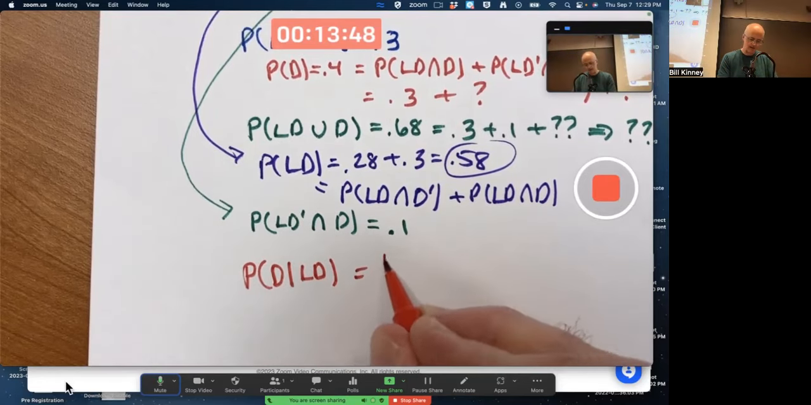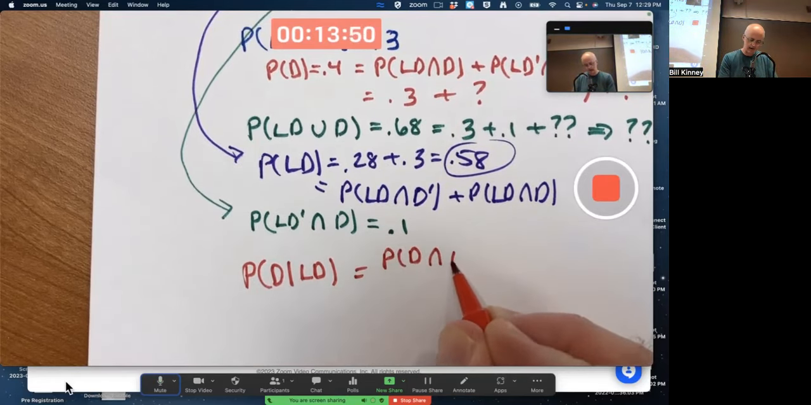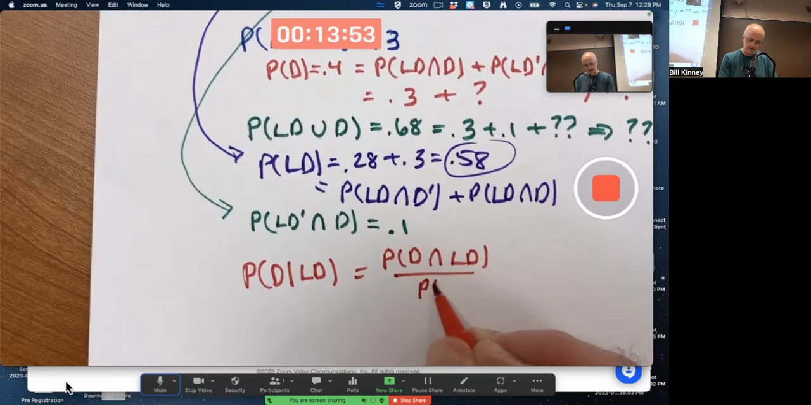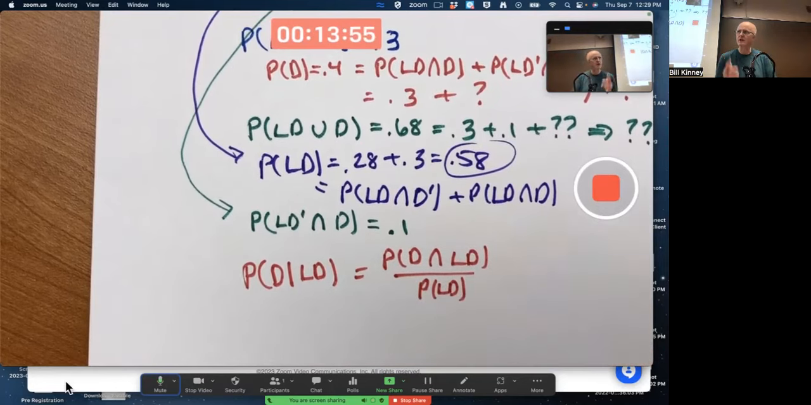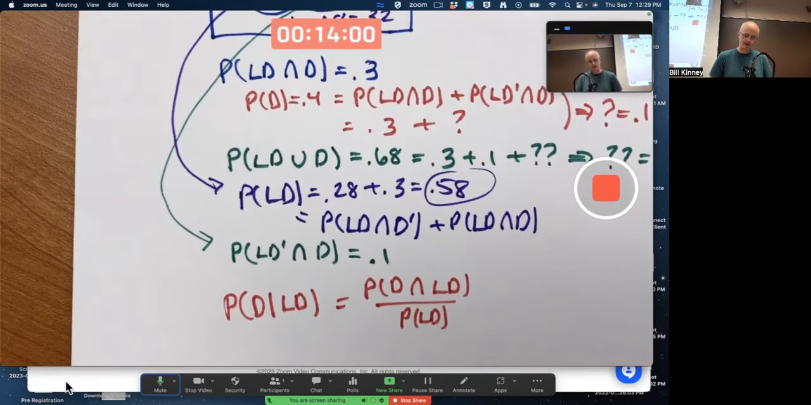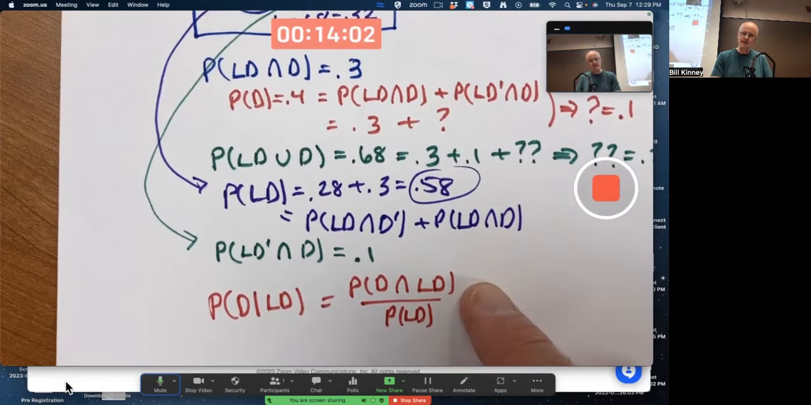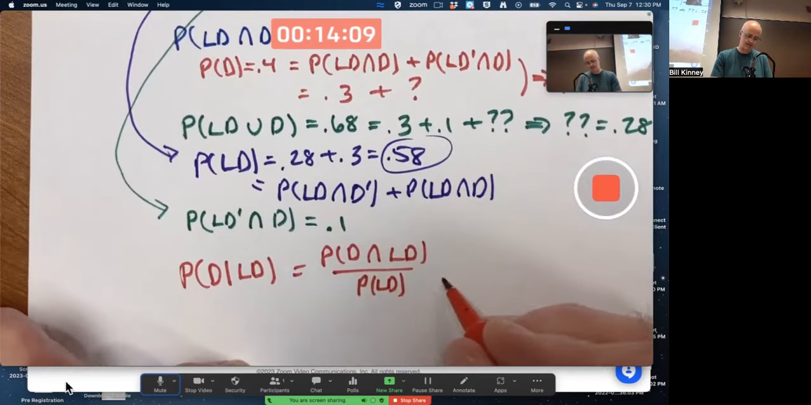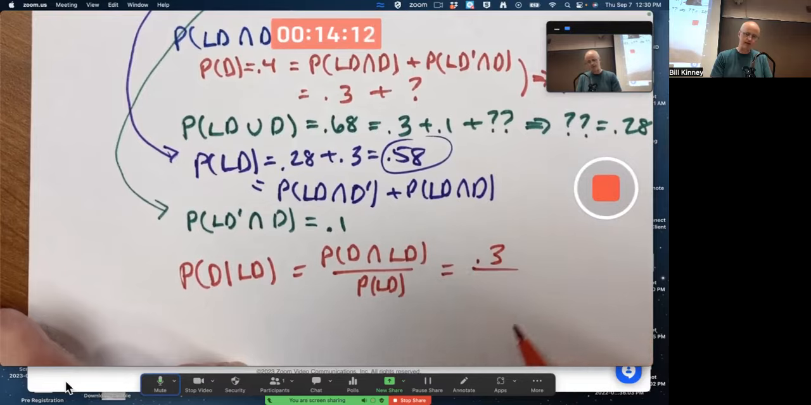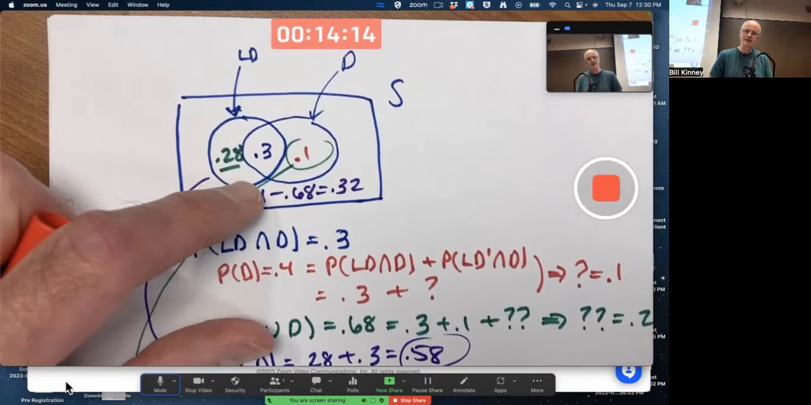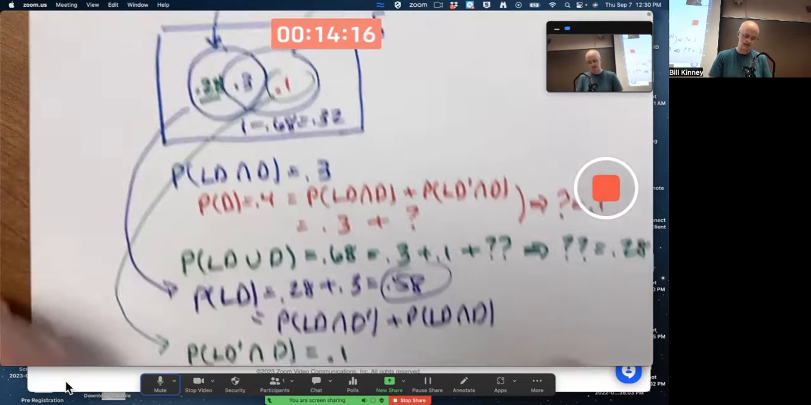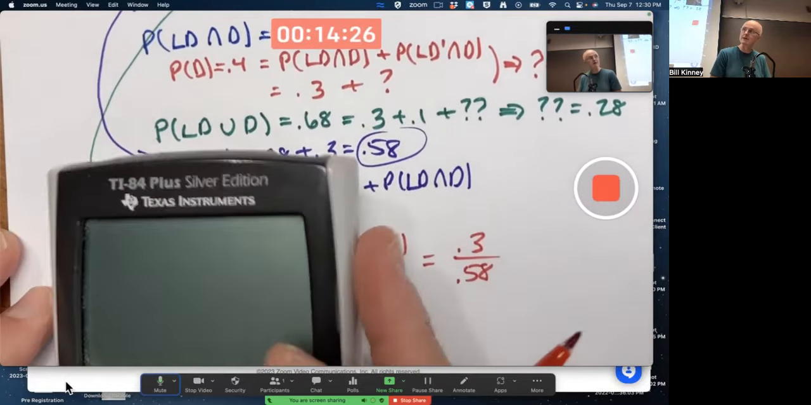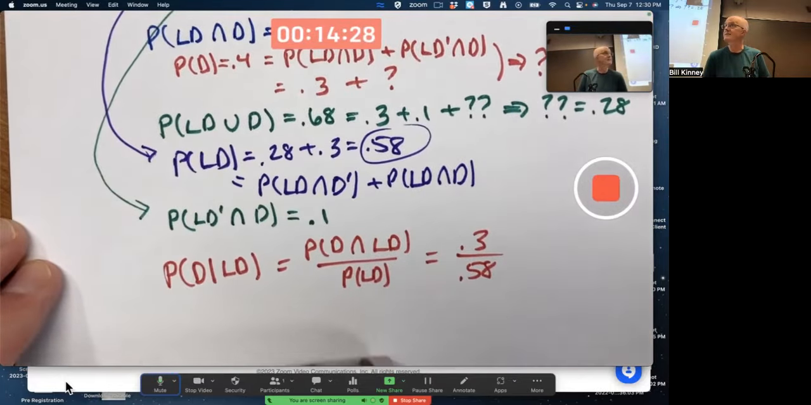We can write the formula. Here it is. And we'll go ahead and use it, but we should also think about why the formula makes sense. The formula says, do the ratio of the probability of D intersect LD, the 0.3, divided by the probability of LD, the sum of those, 0.58, which is about, well, it's close to 50%.